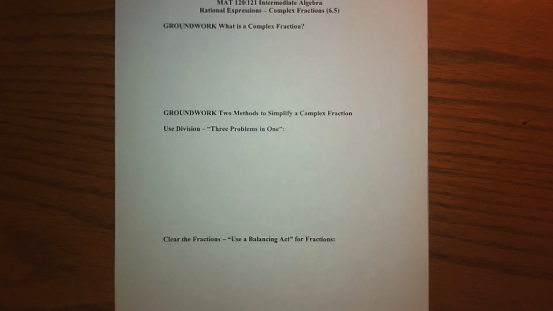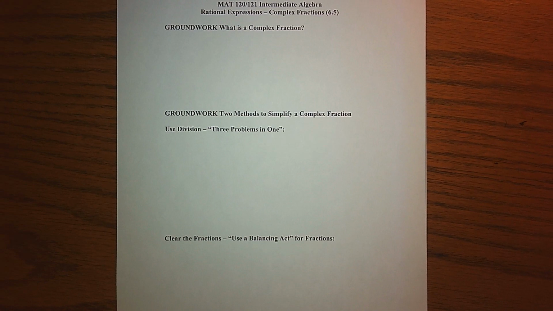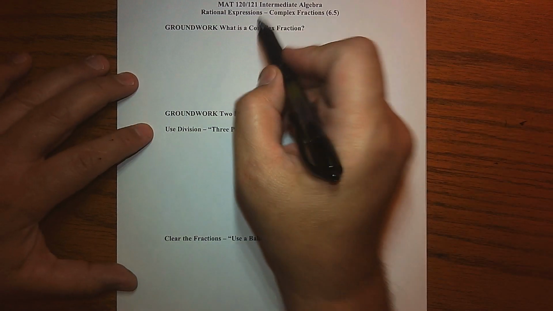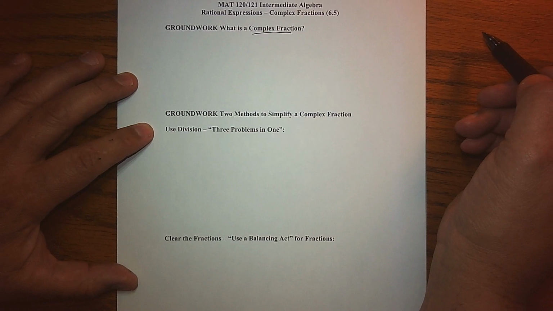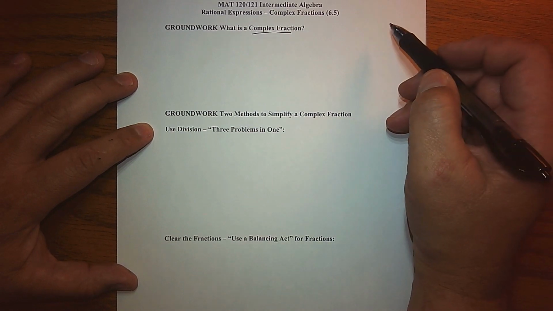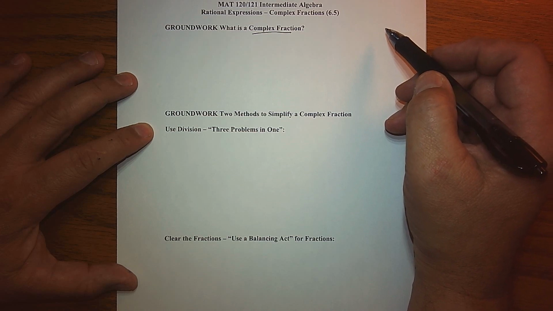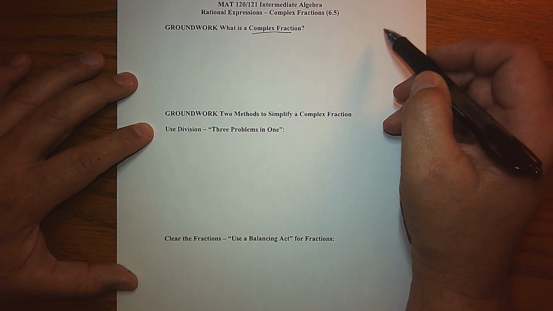Alright, so in this section 6.5 we're going to take a look at simplifying and working with complex fractions. Of course, what we need to do first is define what exactly is a complex fraction, because many of us will feel that a fraction is already pretty complicated as it is and they're complex. So that argument could be made as well, but what makes a fraction complex?